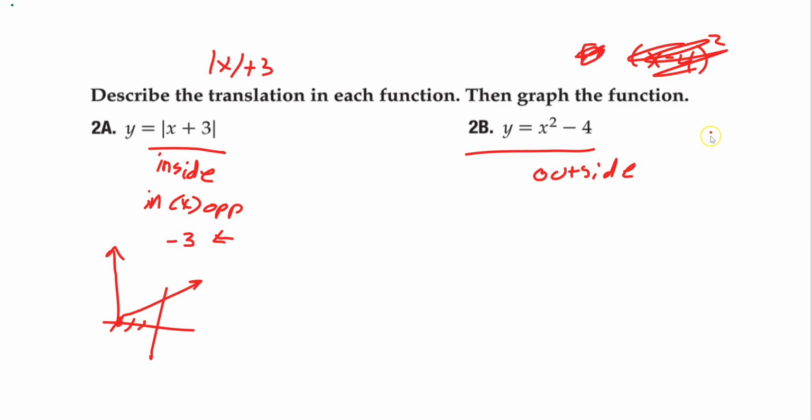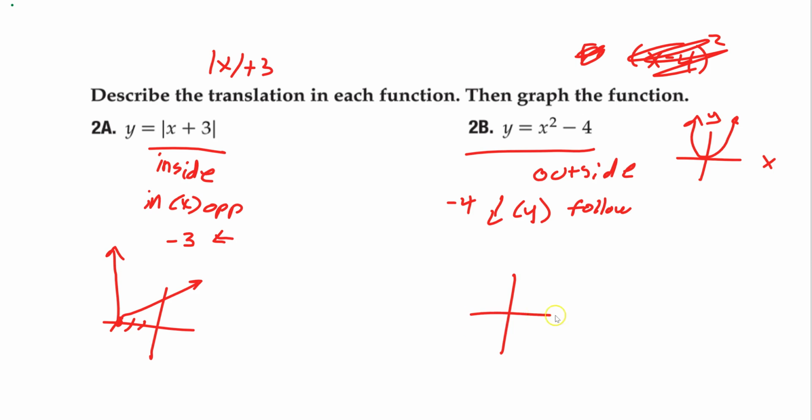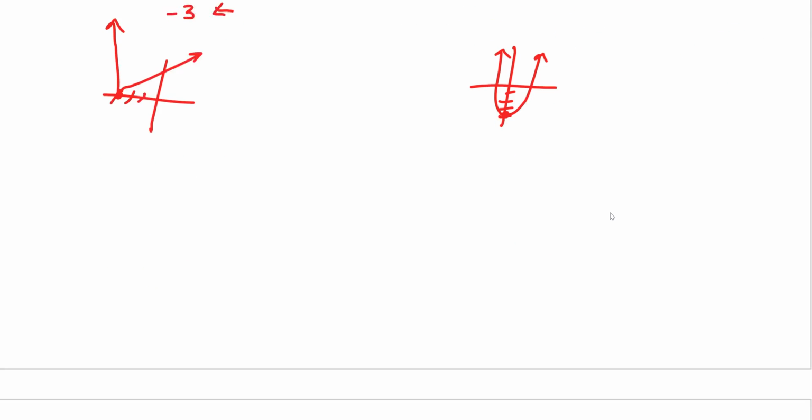If you have an x squared graph, an x squared graph looks like a U. And in this case, on the outside, outside is y, follow. Remember, y's go up and down. So we're going to just use follow. So we're going to go down 4. Set a graph, 1, 2, 3, 4. Then you draw a parabola. Again, we're just doing a sketch of what it should kind of look like. So it's inside x opposite, outside y follow. So that's how I move something up and down.